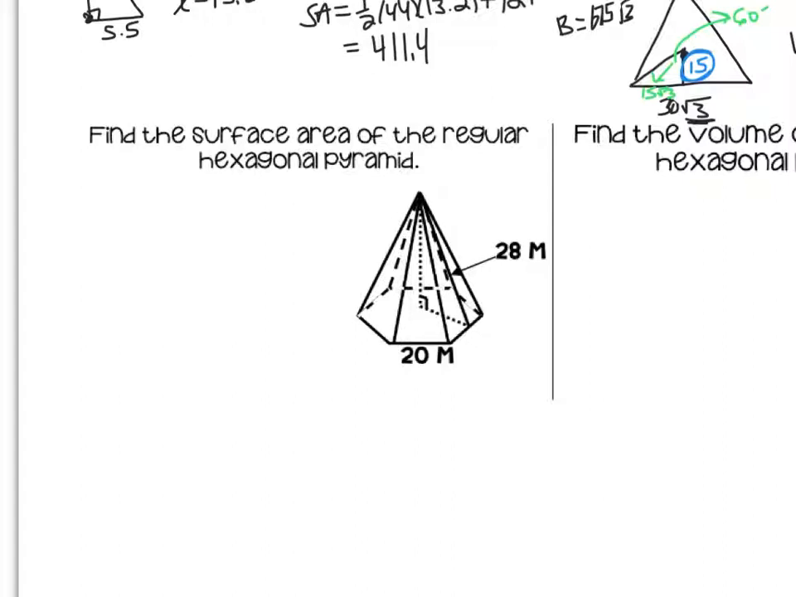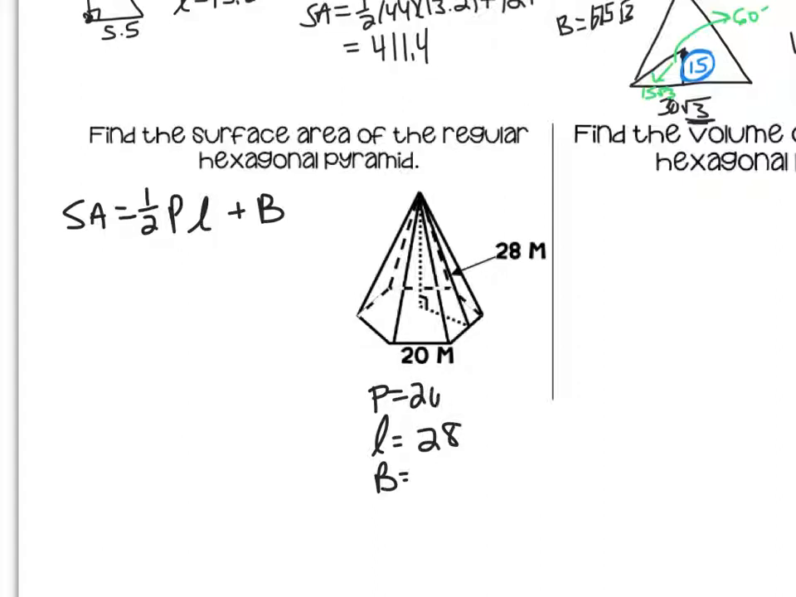Okay, next we're only going to find surface area. So my surface area formula is 1/2 perimeter slant height plus base. So those are the three things I need: perimeter, slant height, base. Okay, so slant height, do I have that? Yep, 28. Perimeter is going to be 20 times 6 because it's a hexagon, so 120. Look at that, I have two of the three things I need. So we have a hexagon, so I want to use 1/2 perimeter times apothem. So 1/2 perimeter is 120. All I need is my apothem.